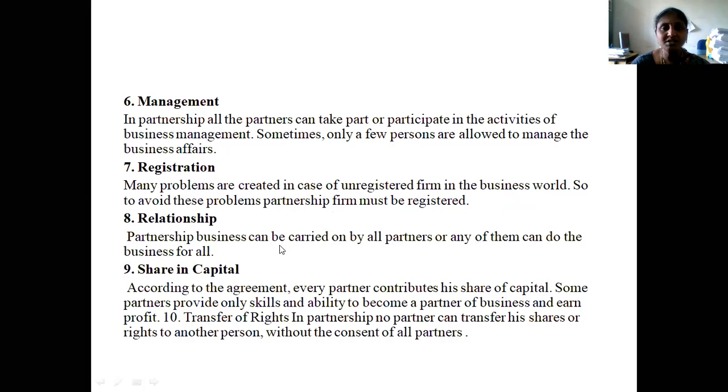Relationship. Whichever partners are carrying the business, the partnership business can be carried on by all the partners, or any of them can do the business for all. So the relationship between them must be a good relationship. Next, share in capital. The name itself says it. According to the agreement, every person contributes his share of capital.